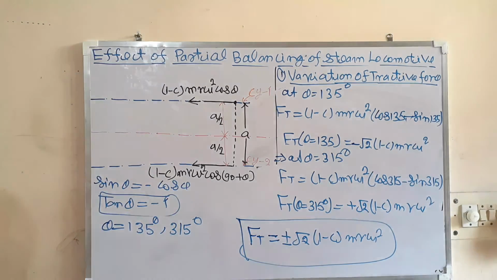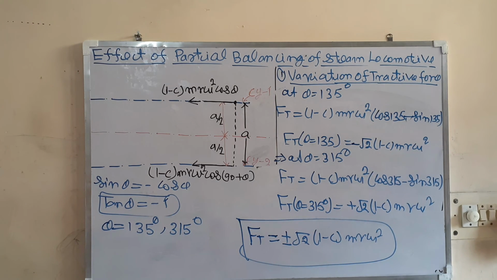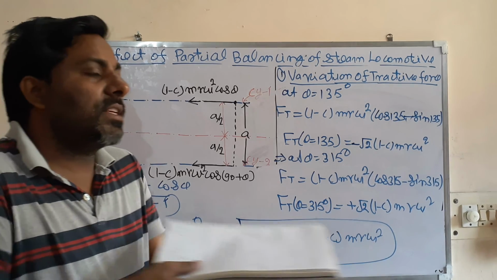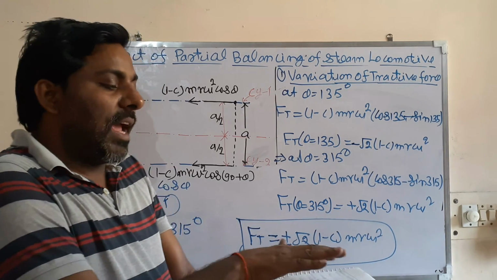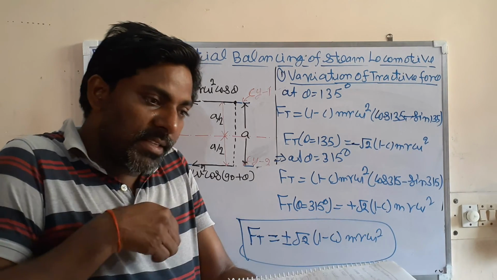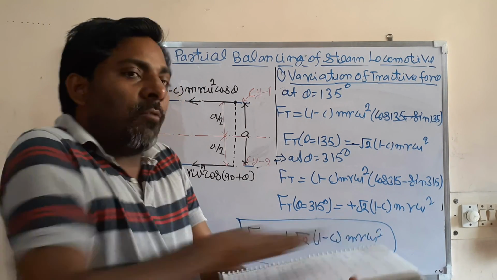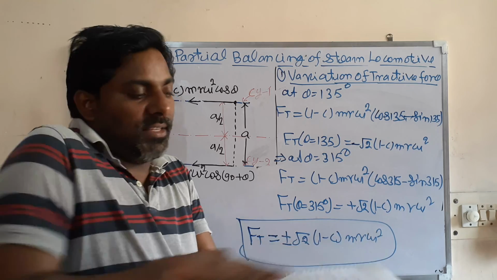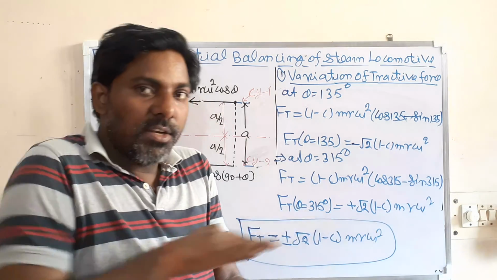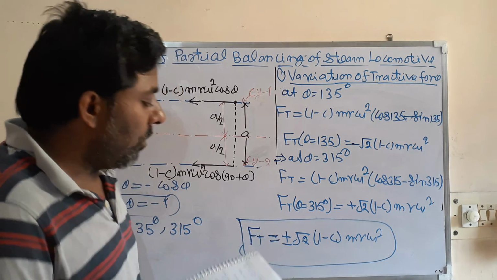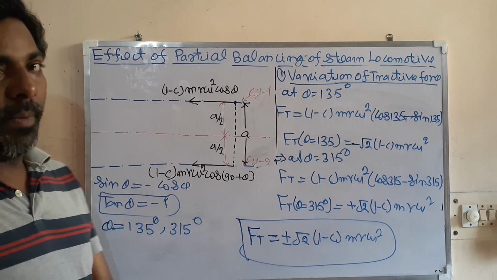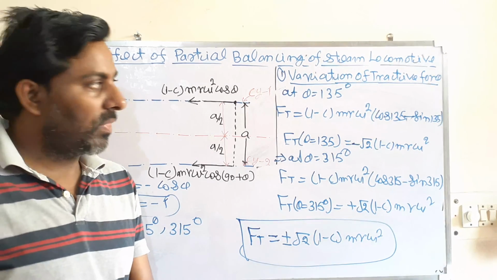So you can see how this force behaves. If this is your engine, this is your train. Sometimes they are in this direction, sometimes in that direction. So this force is vibrating in that way. That's why this is also known as the hammer blow, or sagging force. In the next lecture, I will see what the variation of the swaying couple is. Thank you very much.